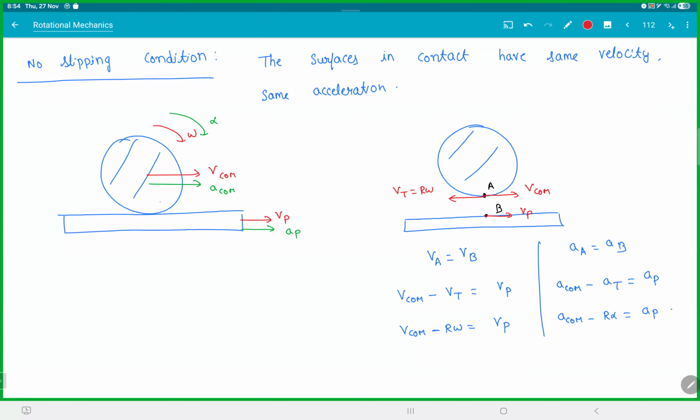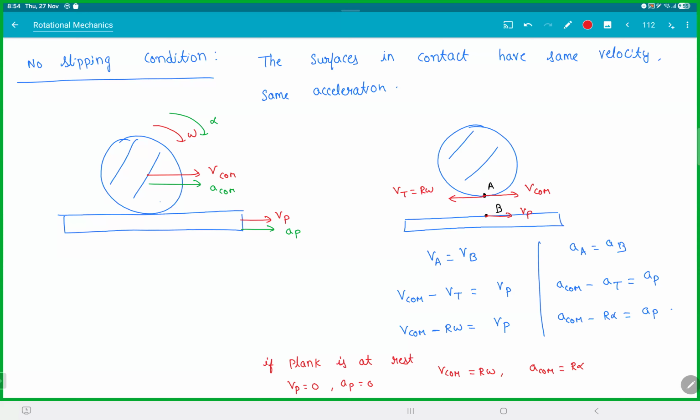If the plank was at rest, that means you keep this on the ground, then Vp will be 0, Ap will be 0. Then you get this case: V center of mass is equal to r omega, A center of mass is equal to r alpha. Be careful, V center of mass didn't become r omega. V center of mass became equal to V tangential, and V tangential is r omega. Are you clear with this?